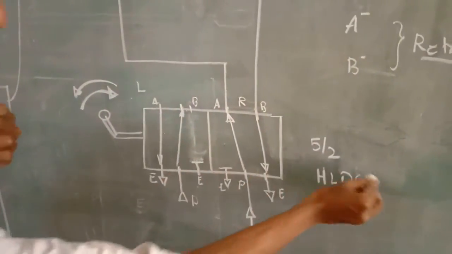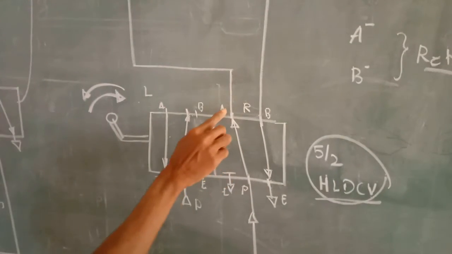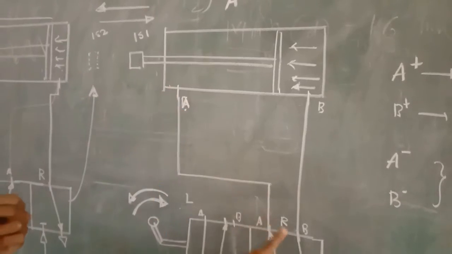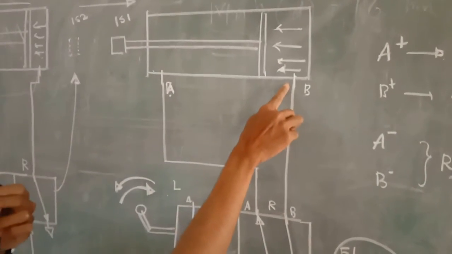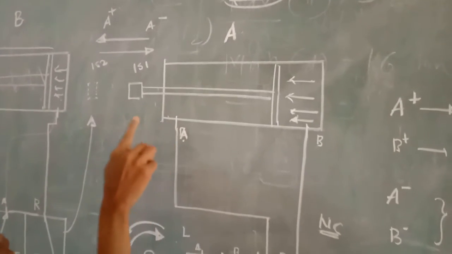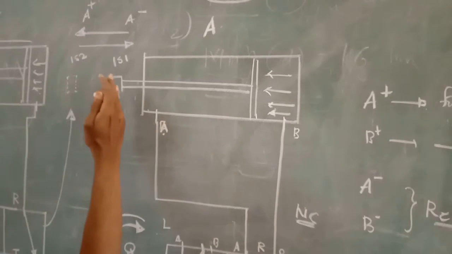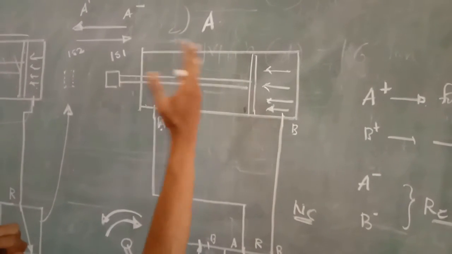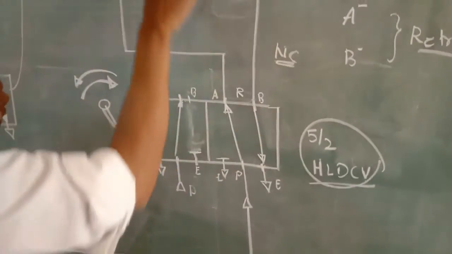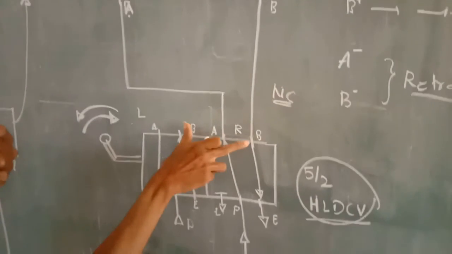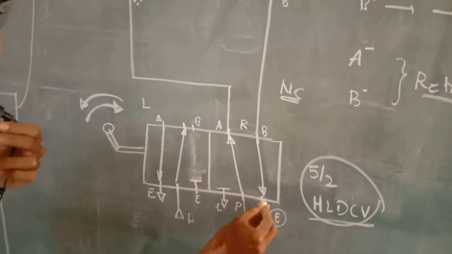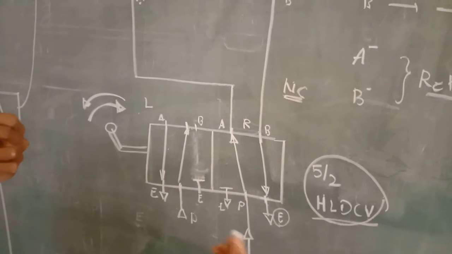So this is the schematic diagram for the 5x2 direction control valve. These are the supply ports. A port is connected to the left side of the double acting cylinder, and B port is connected to the right side of the double acting cylinder. The position drawn is the normally closed position. That means cylinder A is at the retracted position. At the retracted position, air from the right side will enter into the B port, and from the B port it is connected to the E port. This is called the exhaust port, so air will enter the atmosphere. So it is exhausted.